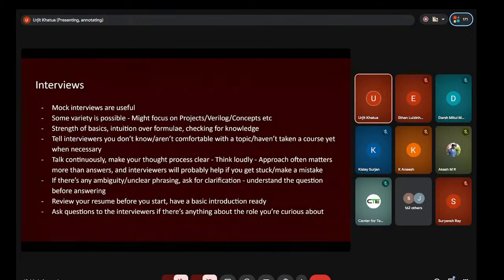Interviews, again, if you can practice, of course, it's better. So if you can get seniors or some friends who've already maybe been through an interview, or even your parents or someone to conduct a mock interview, I think that would be useful. Just give them your resume and tell them to ask you questions.